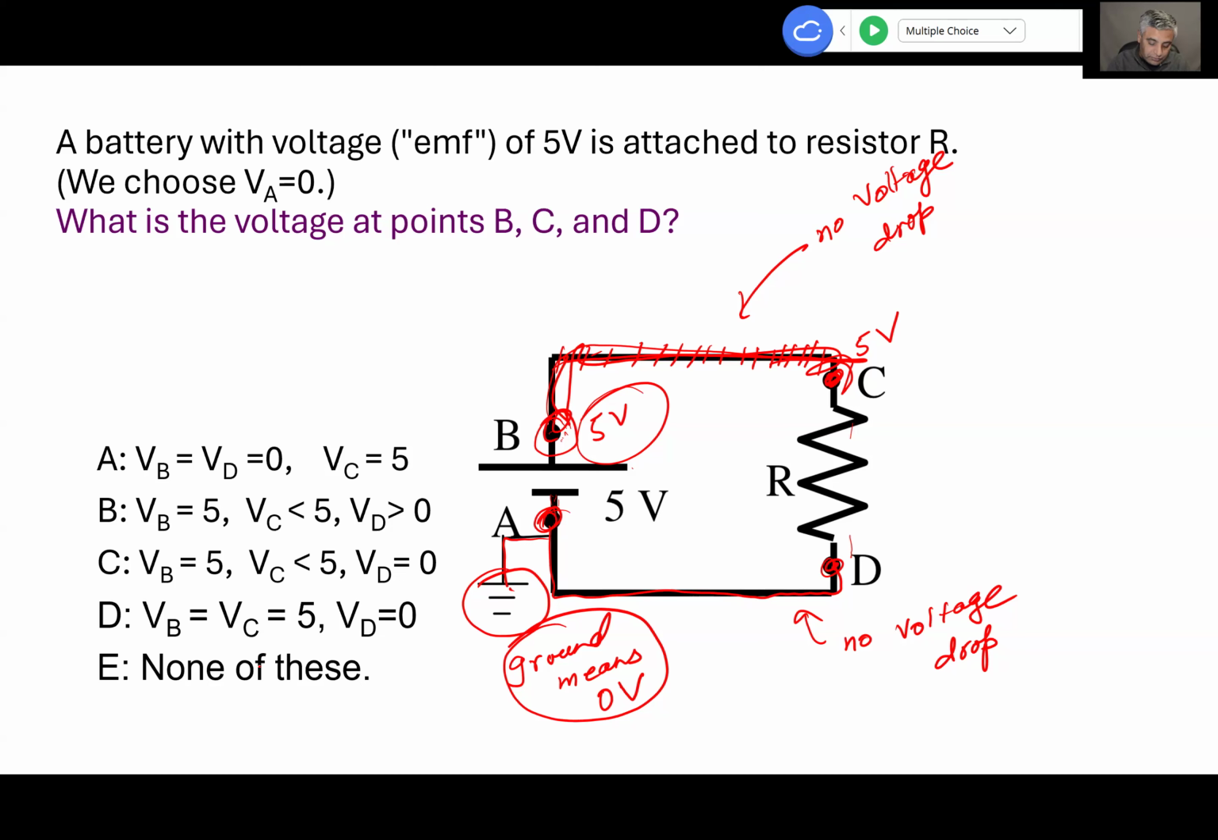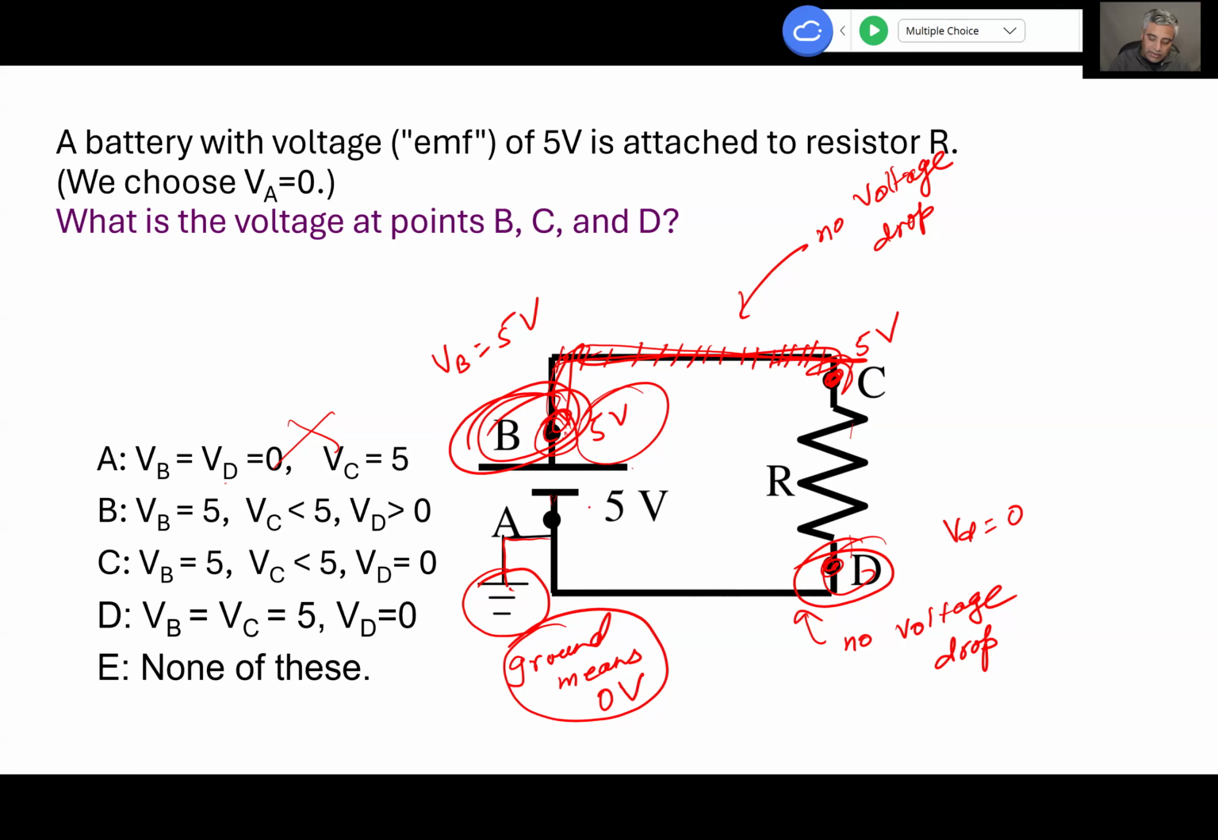Okay. So now, let's see, B and D, no, they are not 0. So that's why this cannot be correct, because B is 5 volt and D is 0.